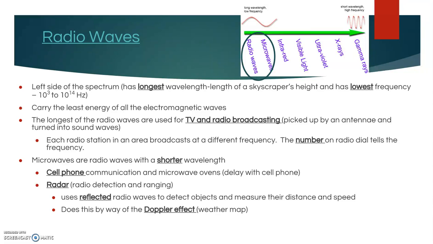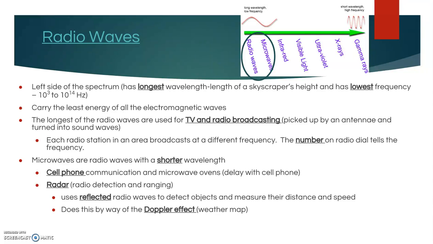Now, this is kind of interesting. If you've ever looked at the FM and the AM numbers, you might wonder how did they come up with these weird numbers? Well, each radio station in an area broadcasts at a different frequency. So the frequency relates to the number on the dial.